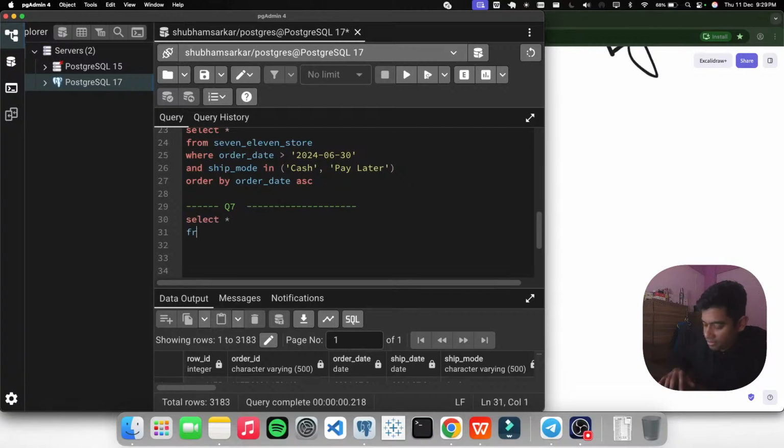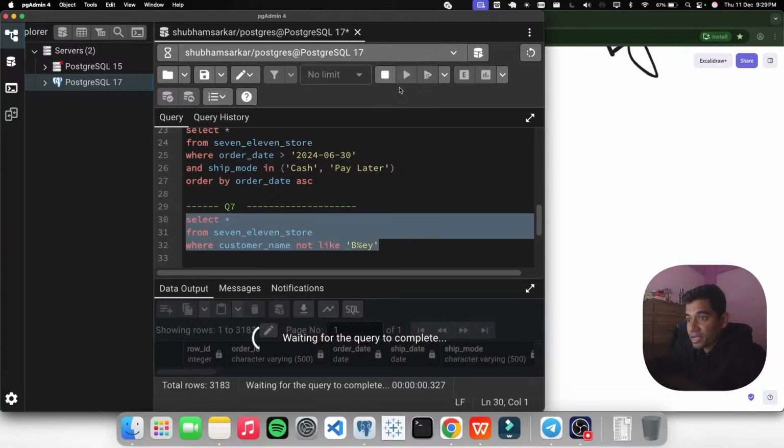Select everything from the 7-Eleven store where customer name not like. Earlier, we used to write customer name like this; now we have to do it like this. Customer name not like B, then anything can be there, and it should end with EY. I mean, the last two letters should be EY.